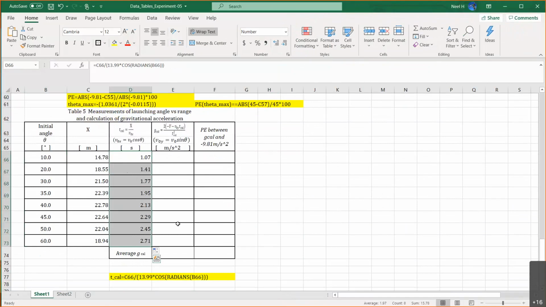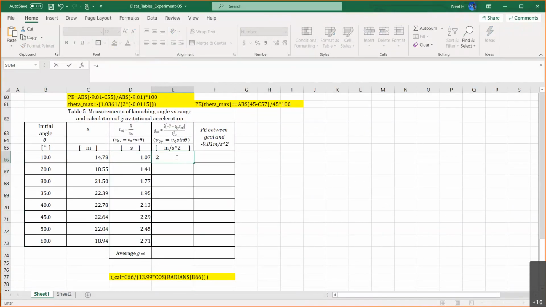So that's the idea. Okay, then let's calculate gravity. Equal sign, 2 times parentheses minus y. In this case, y is 3, right? You remember, 3 meters above the ground. Minus 3, minus sign, parentheses v0 of y. V0 is 13.99 multiplied by t calculated, cell D66, close brackets, again divide by t calculated power 2, D66 power 2, and then hit enter.